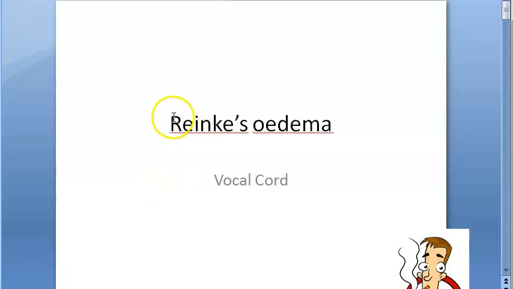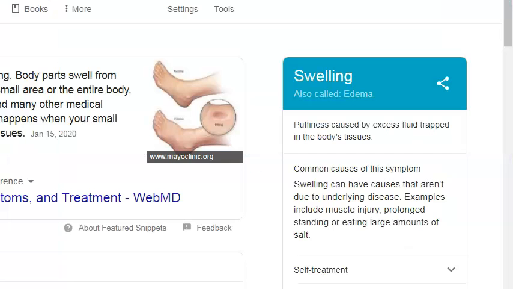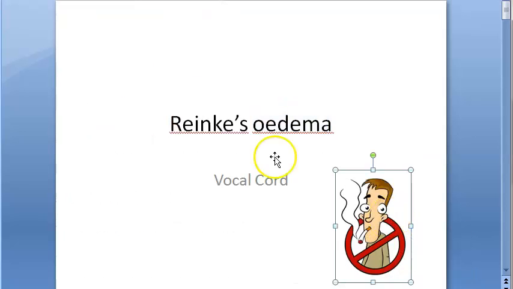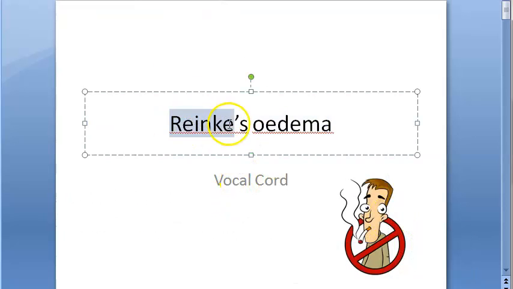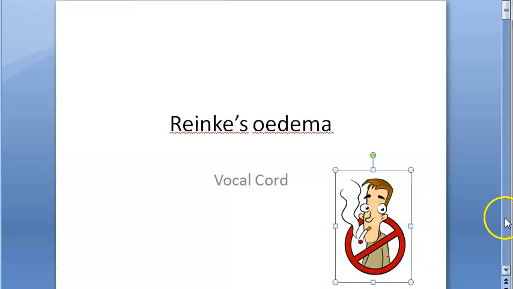Hello people, in this video we want to look at the topic Reinke's edema. So edema, you know the word, right? What it means? Basically, the fluid accumulation. So where does this happen? In the Reinke's space, okay? So in the Reinke's space it happens. Is this the correct pronunciation? Reinke? So this Reinke's space has edema. So this is what it is. This happens in smokers mostly.